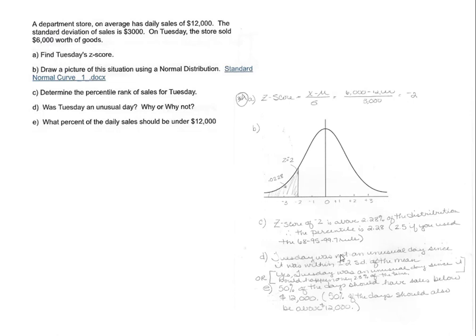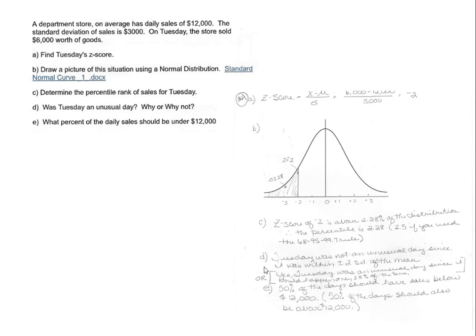Okay, now we can find the percentile rank by finding the proportion of the curve that lies below the z-score of -2. And you could do that a couple different ways. You could use Table A, you could use StatCrunch, you could use the 68, 95, 99.7 rule, and you will see that there's about a little more than 2% of the distribution that's below that.